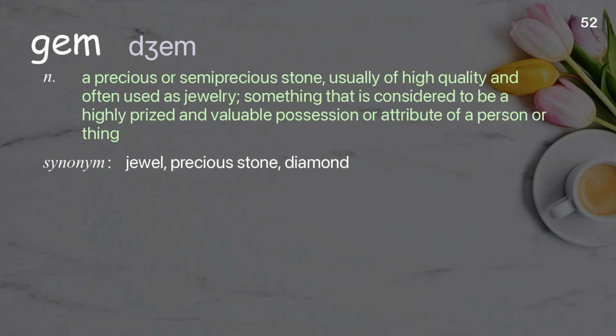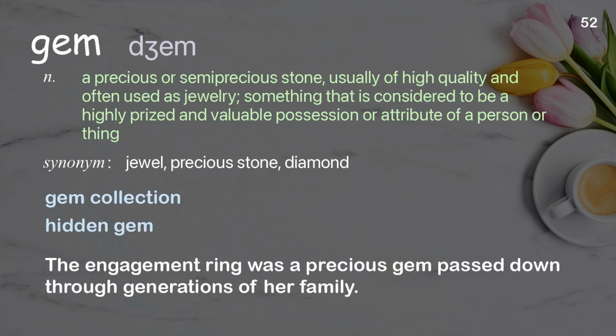Gem. A precious or semi-precious stone, usually of high quality and often used as jewelry, something that is considered to be a highly prized and valuable possession or attribute of a person or thing. Examples: Gem collection. Hidden gem. The engagement ring was a precious gem passed down through generations of her family.